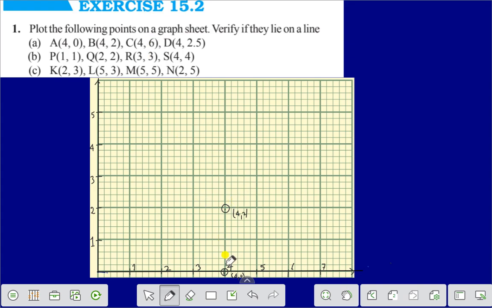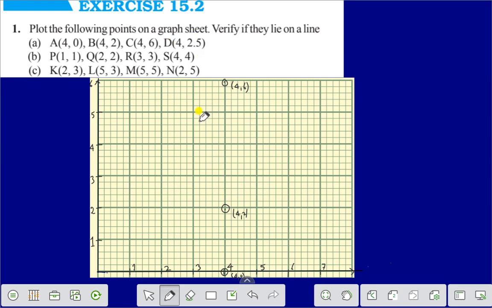Then (4, 6). This is 6, and this point is (4, 6), x is 4 and y is 6.